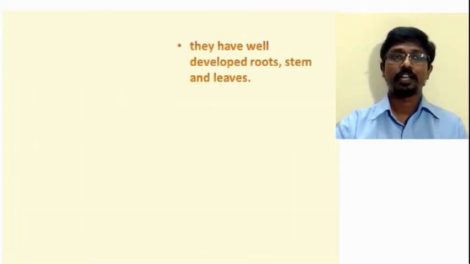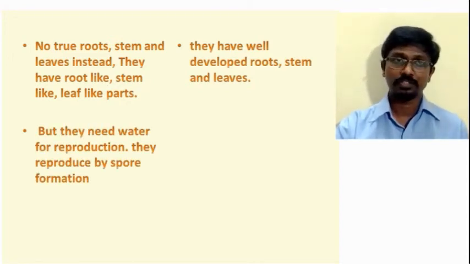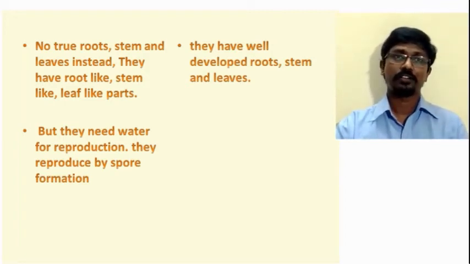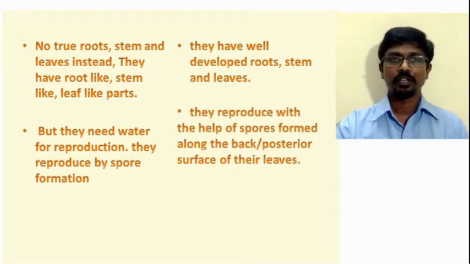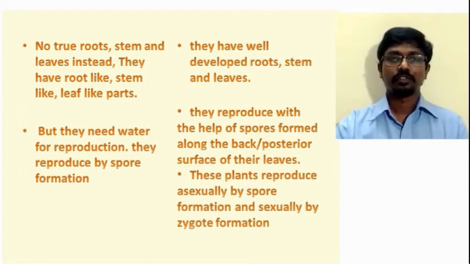Yes, Bryophyta have no true roots, stem and leaves. Instead they have a root-like structure, stem-like structure and leaf-like structure, while Pteridophyta have well-developed root, stem and leaves. Bryophyta need water for reproduction. They reproduce by spore formation, while Pteridophyta reproduce with the help of spores formed at the back of the leaves. Also, Pteridophyta reproduce asexually by spore formation and sexually by zygote formation.